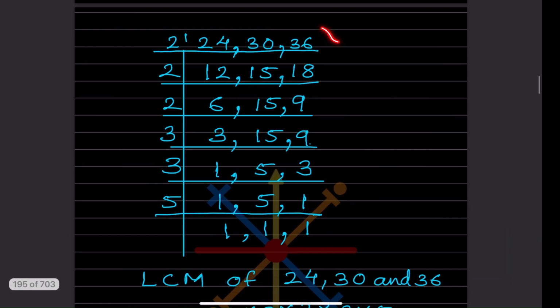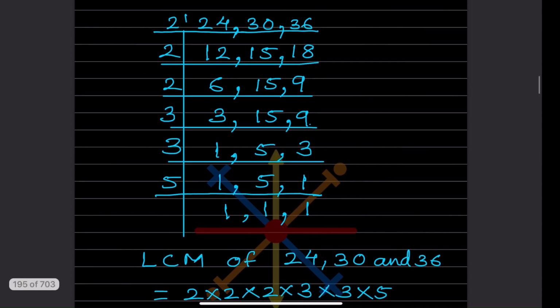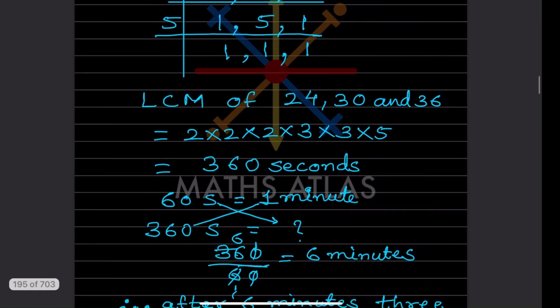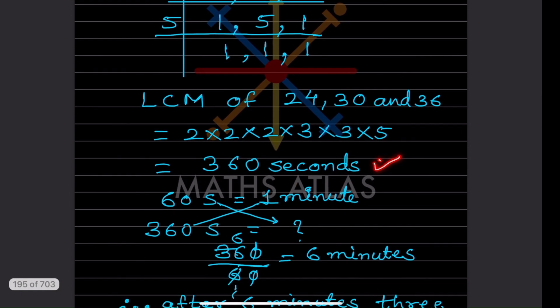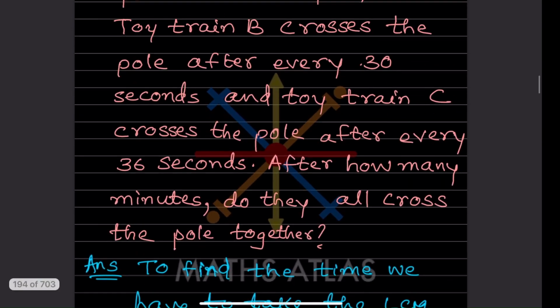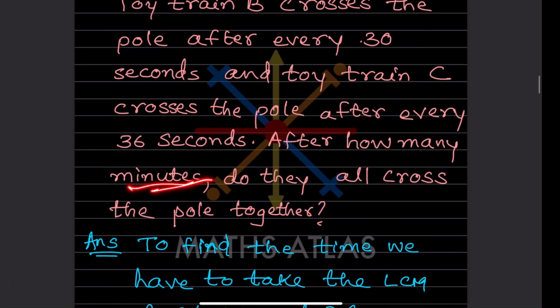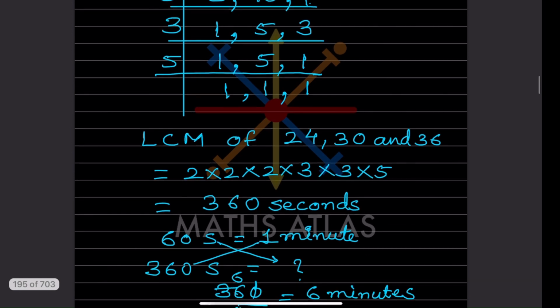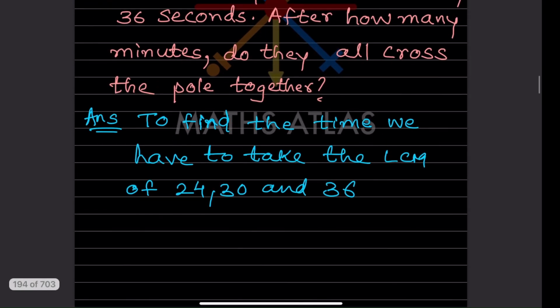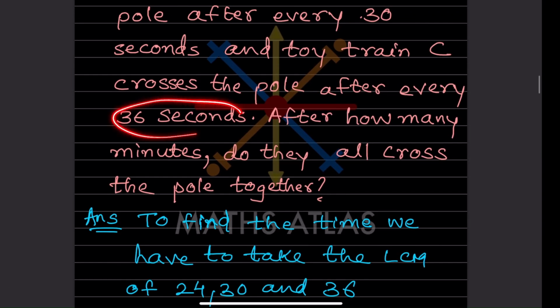So we can do it by this method. Now we have seen how to take the factors of it. So you get these factors, and the LCM is 360 seconds. They want the answer in minutes. After how many minutes? The answer we got is in seconds, because the times given here are in seconds.